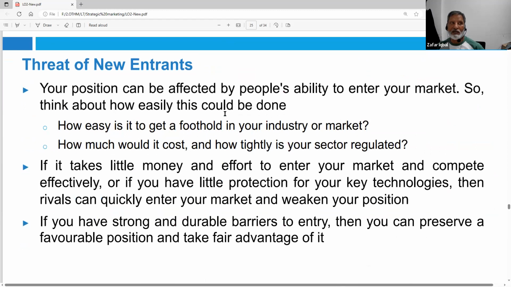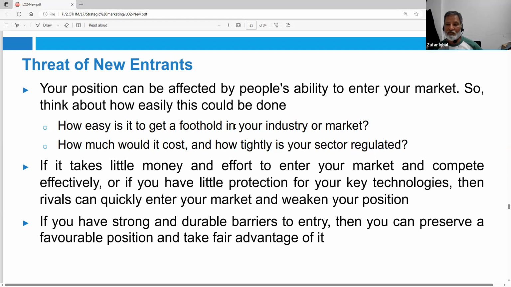The last one is the threat of new entrants. The threat of new entrants is very important in the sense that your position is affected by people's ability to enter your market. So you need to look at how easy it is to get a foothold in your industry or market. Is it easier to get into your market? Is it easier to break into your product area? Is it easy to get into your market share, or is it difficult?